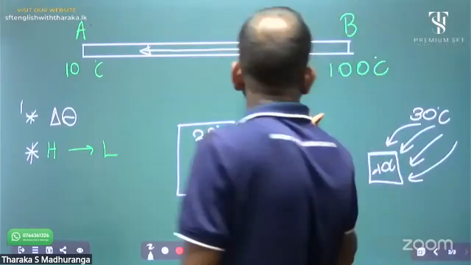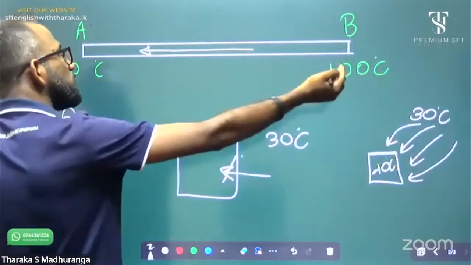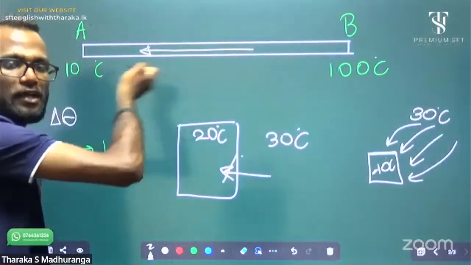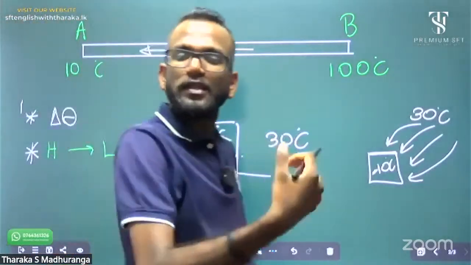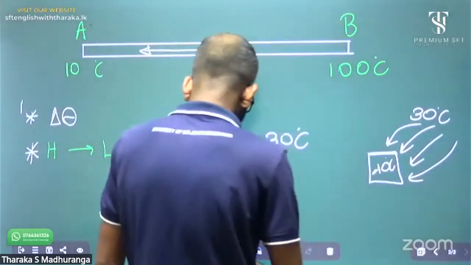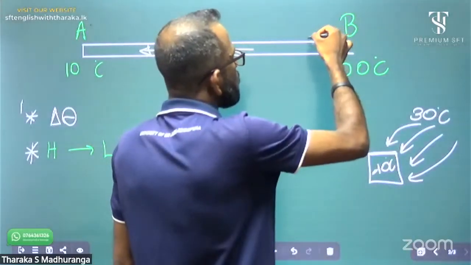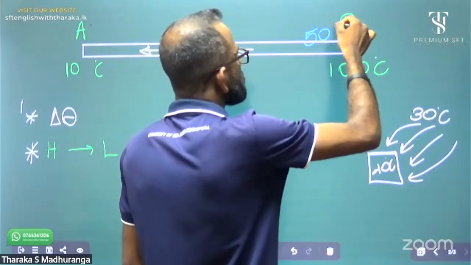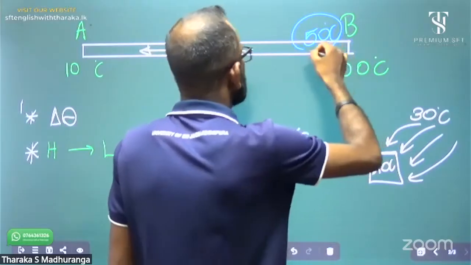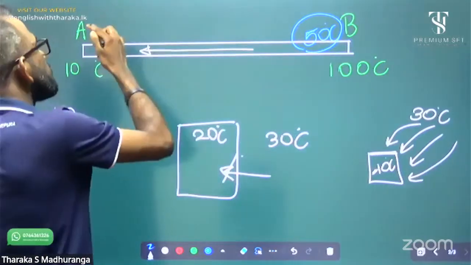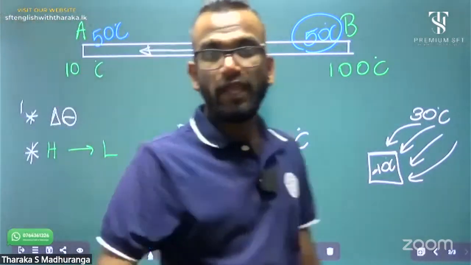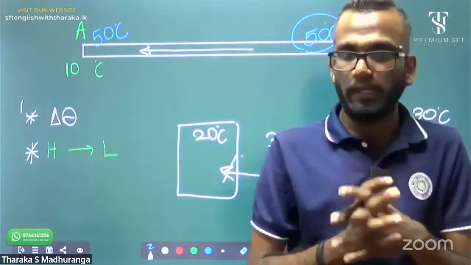Heat energy is continuously transferred from the 100 side, that means B side to A side. Finally, what happens? The B side temperature comes down to approximately 50 Celsius, and the A side temperature also increases up to 50 Celsius. That we call thermal equilibrium.